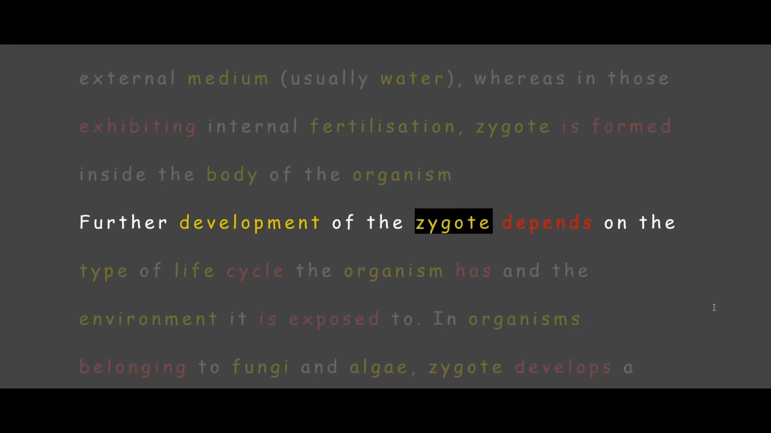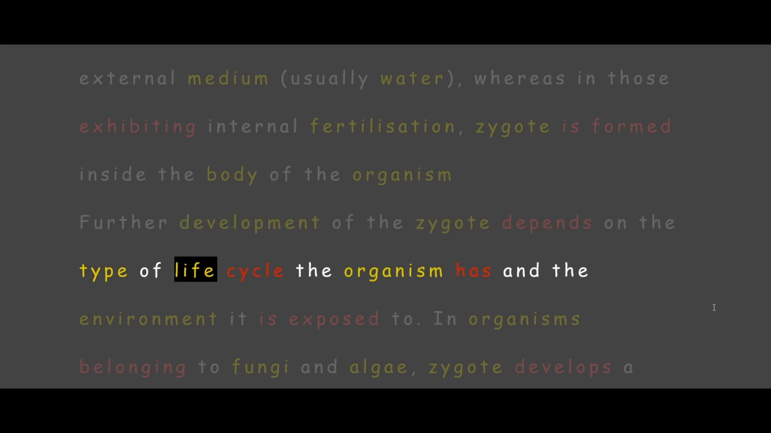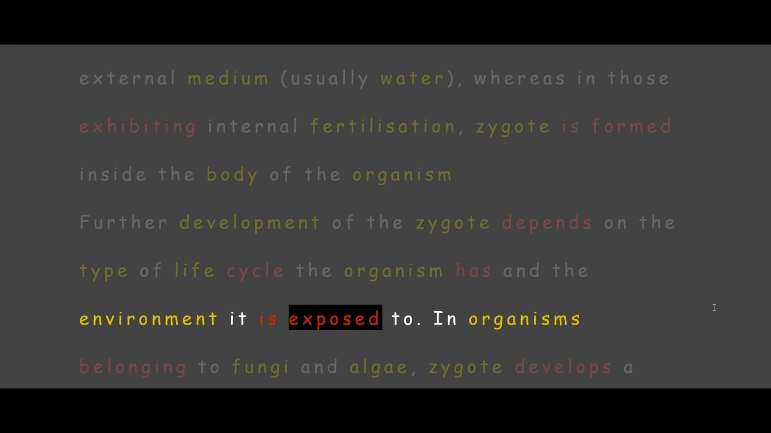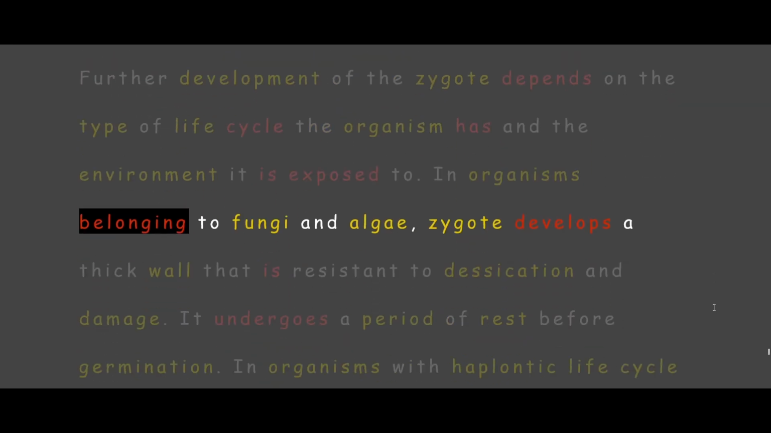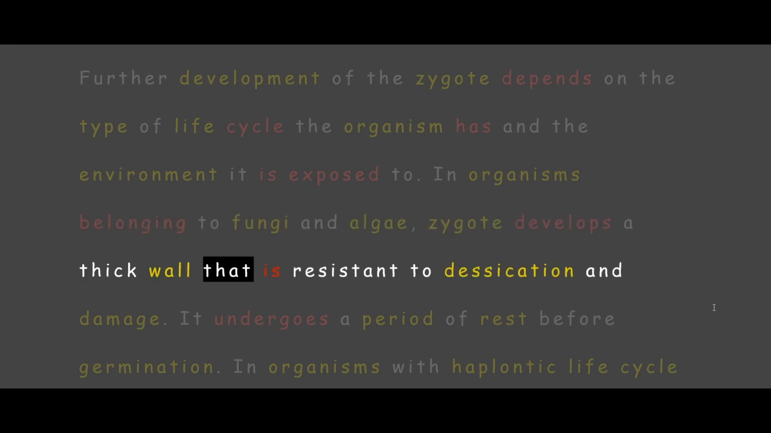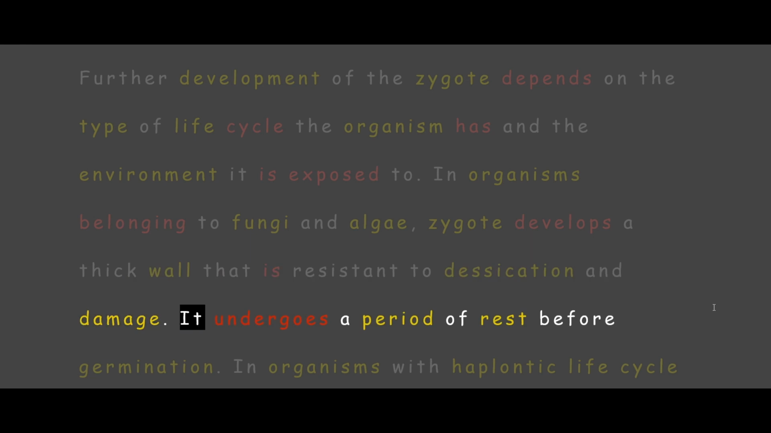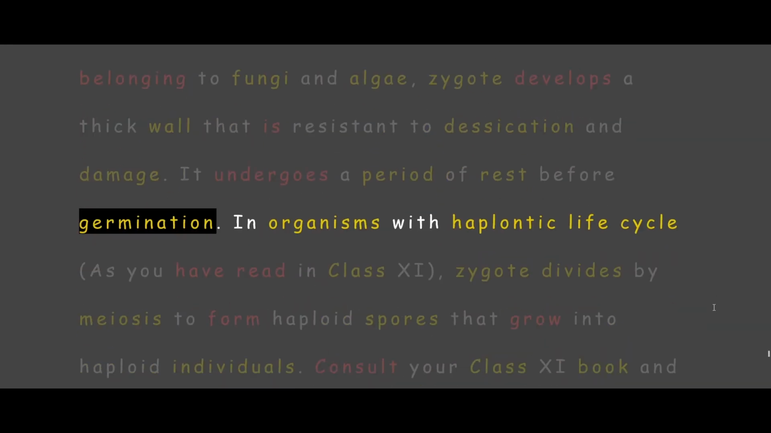Further development of the zygote depends on the type of life cycle the organism has and the environment it is exposed to. In organisms belonging to fungi and algae, zygote develops a thick wall that is resistant to desiccation and damage. It undergoes a period of rest before germination.